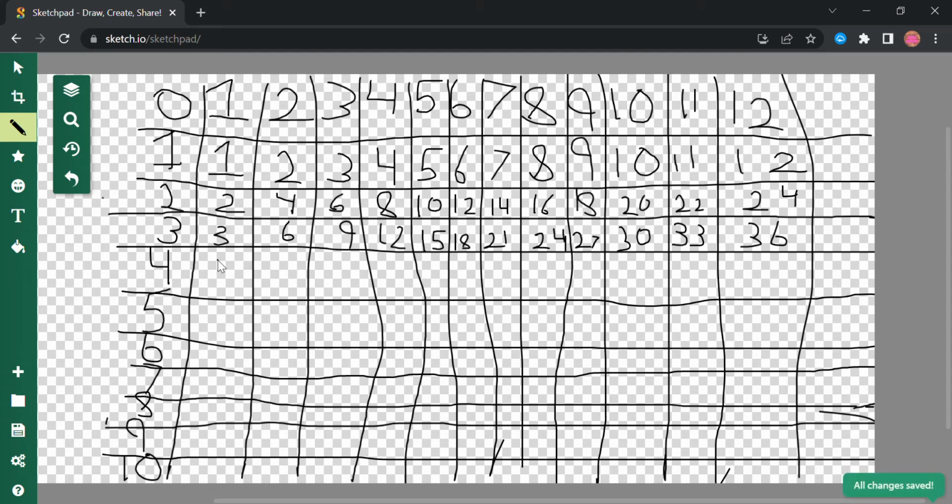4, again, 4 times 1 is 4. 4 times 2 is 8. 4 times 3 is 12. 4 times 4 is 16. 4 times 5 is 20. 4 times 6 is 24. 4 times 7 is 28. 4 times 8 is 32. 4 times 9 is 36. 4 times 10 is 40. 4 times 11 is 44.